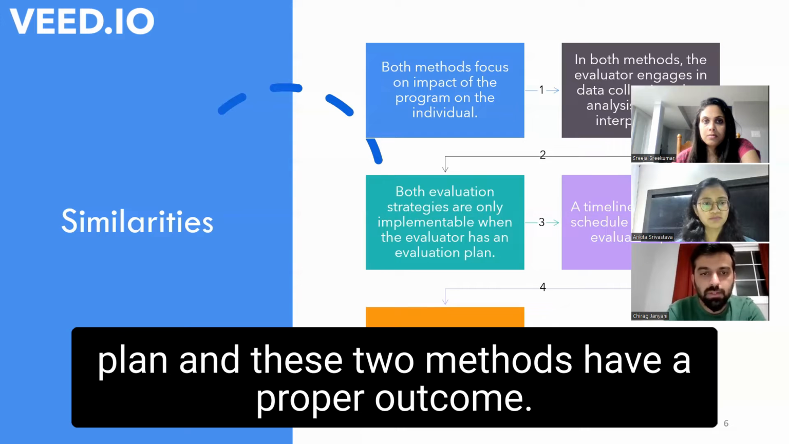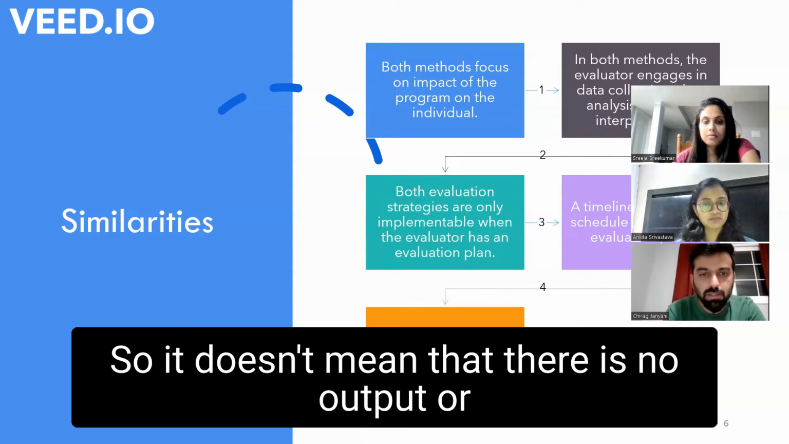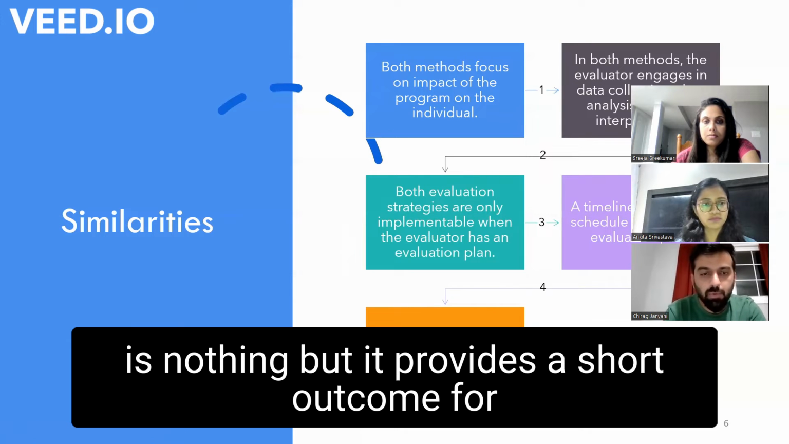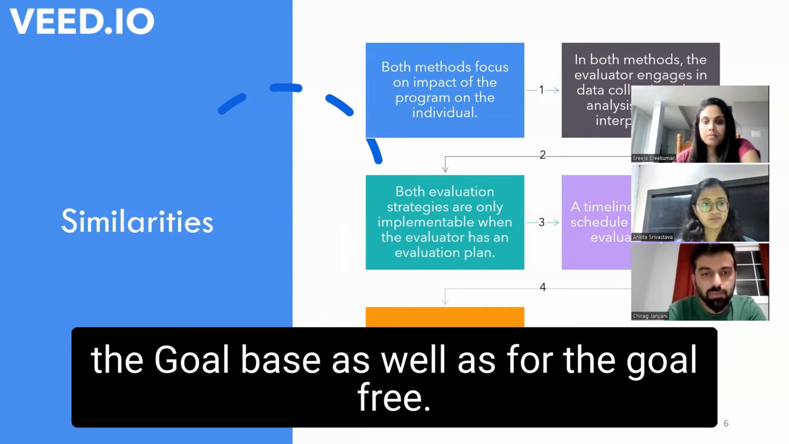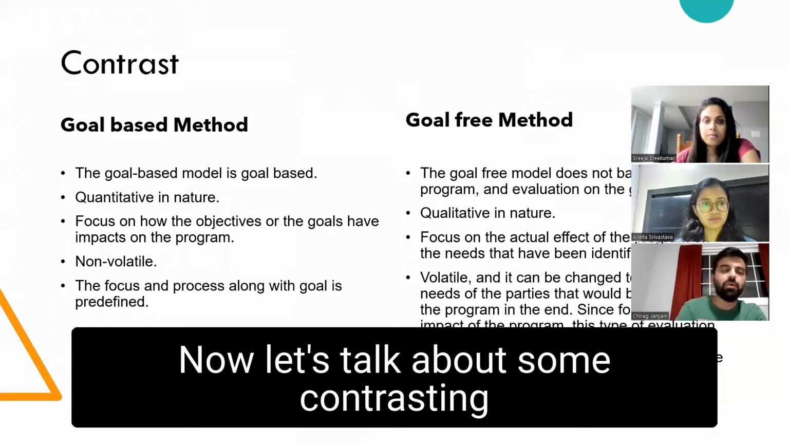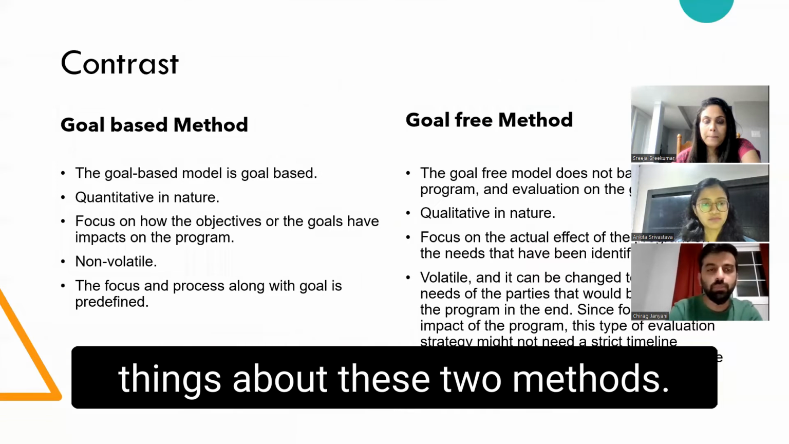And these two methods have a proper outcome. It doesn't mean that there is no output or no outcome between these two methods. It provides a short outcome for the goal-based as well as for the goal-free method. Now let's talk about some contrasting things about these two methods.